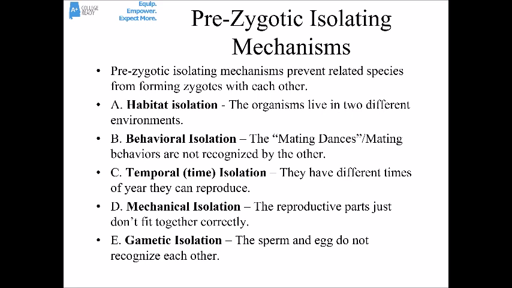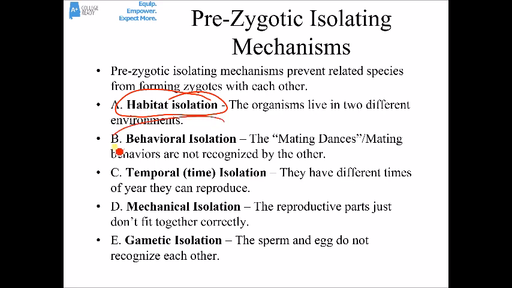Here's some examples. Habitat isolation. A good example of this are lions and tigers. They are closely related. They don't typically form zygotes, though, because they're living in very different parts of the world. They don't come into contact with each other in nature.